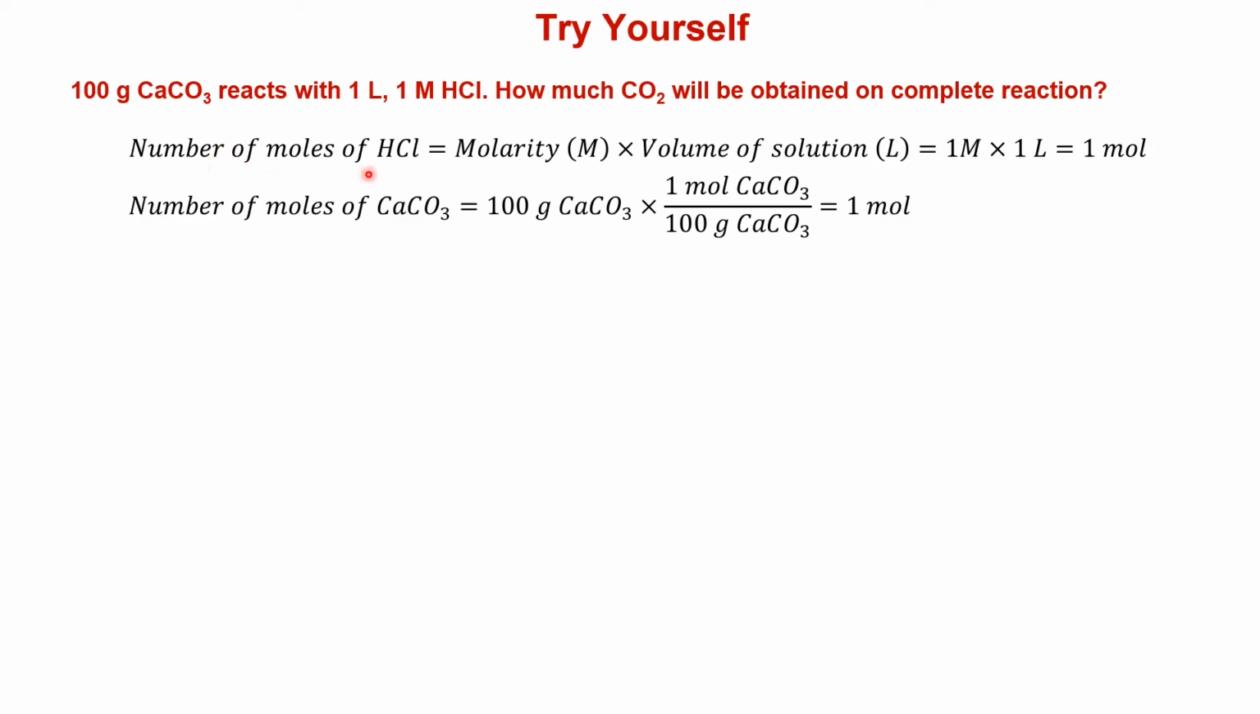To calculate the number of moles of HCl, the formula is molarity multiplied by volume of solution. So it would be 1 molar into 1 liter. So we get the answer 1 mole. The number of moles of CaCO3 can be calculated by taking 100 grams CaCO3. If we divide this mass by the molar mass of CaCO3, which is 100 gram per mole, we get the answer, which is again 1 mole. So we have 1 mole for both HCl and CaCO3.